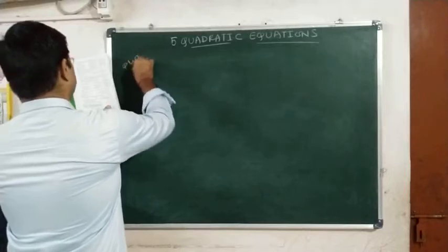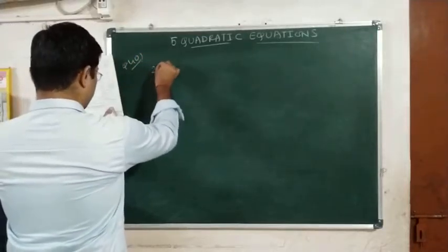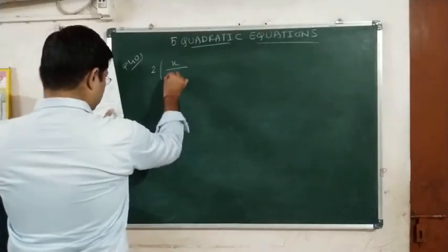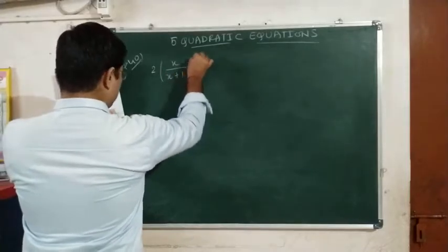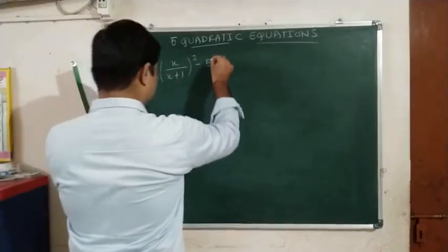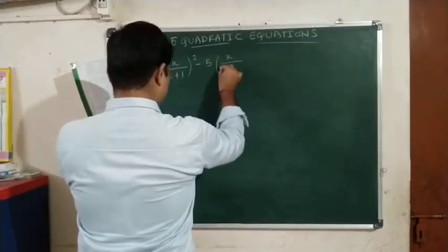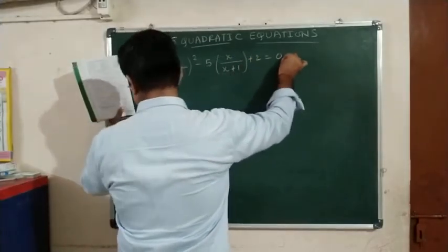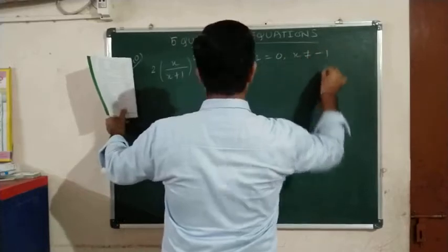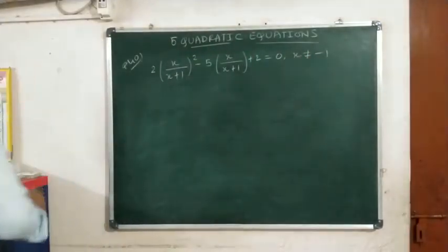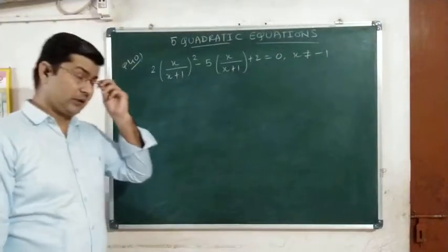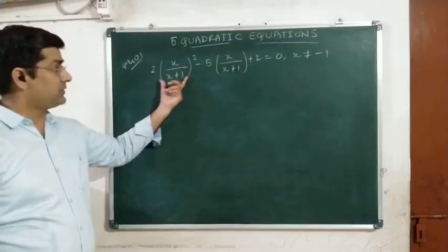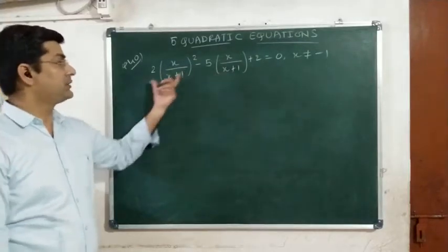Question number 40. Here we are given 2 into bracket x upon x plus 1 the whole square minus 5 into bracket x upon x plus 1 plus 2 equals 0, x is not equal to minus 1. Now observe the quadratic equation. You will notice that we have this term x upon x plus 1 common. Yes or no? This bracket is common to both the terms.